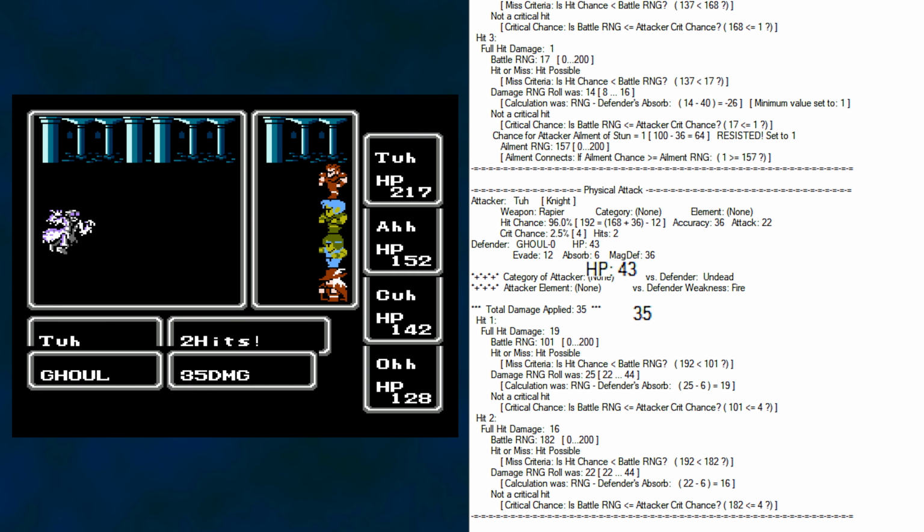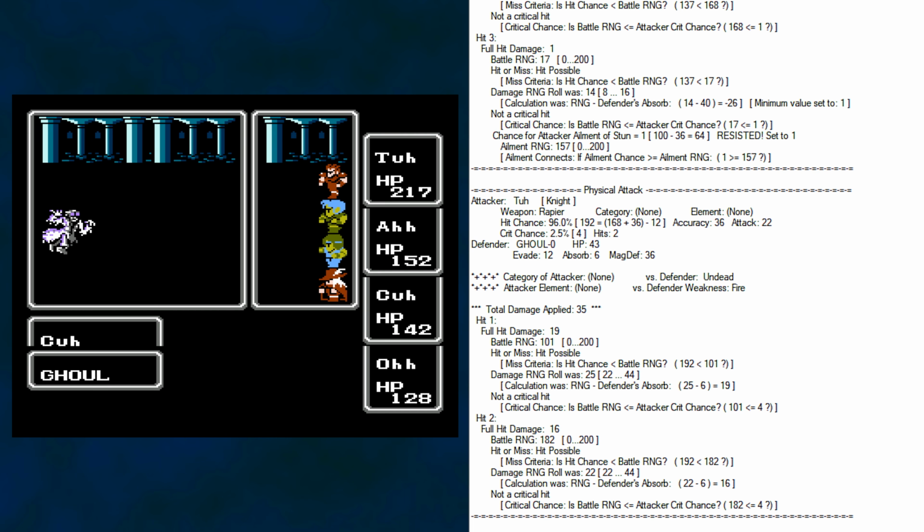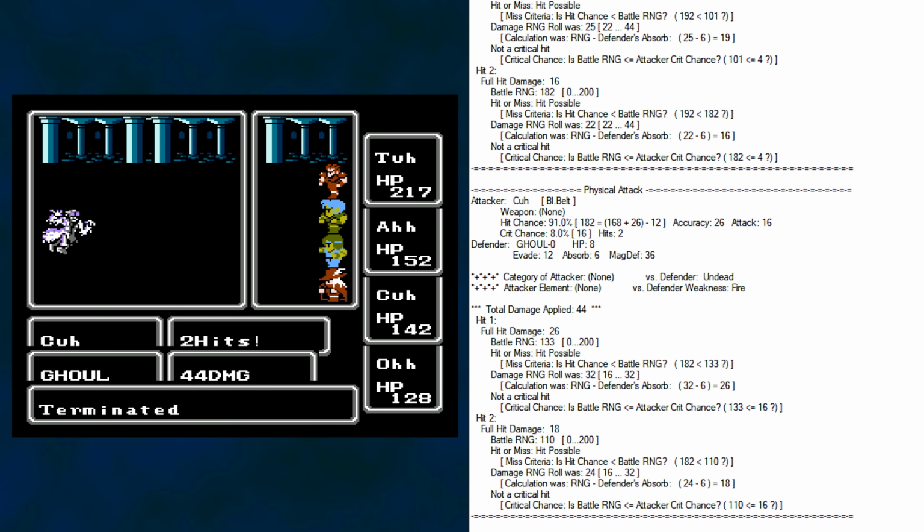Now before the knight landed this attack, the ghoul's HP was 43. So those bad damage rolls may have prevented us from beating the ghoul, as he will still have 8 health remaining. Fortunately, the black belt goes next and finishes the job.